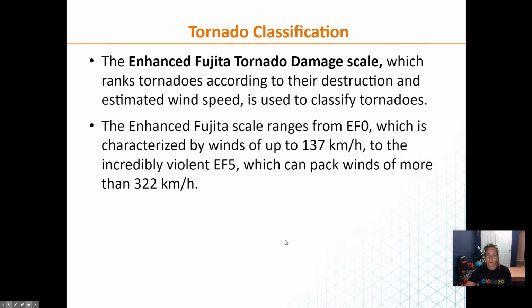All right, so we measure tornadoes on something called a Fujita scale, the F scale. You've probably heard of tornadoes being called an EF5 or an EF2. That's basically the Enhanced Fujita tornado scale, and it goes up to an EF5. An EF5 is the largest, strongest tornado, with wind speeds of more than 322 kilometers per hour, which is roughly 200 miles per hour. So, extremely fast wind in a tornado.